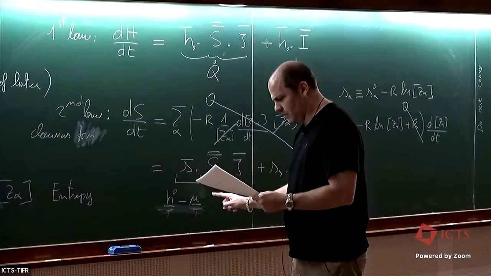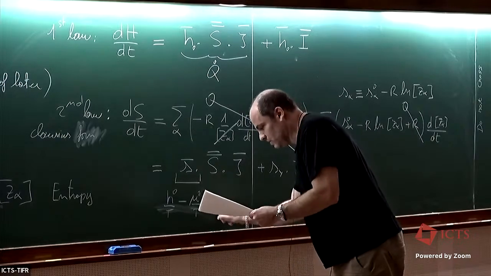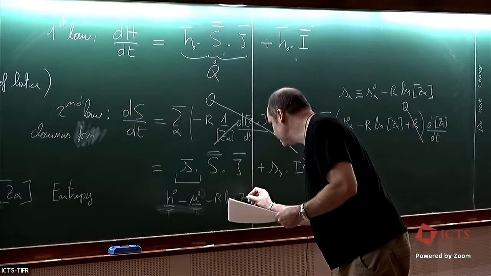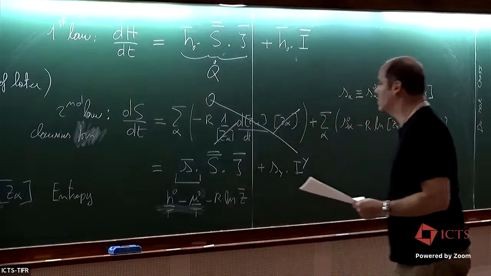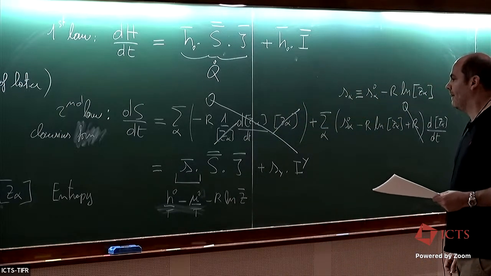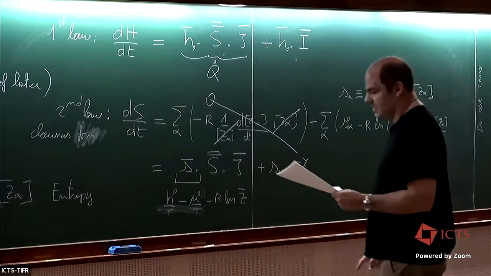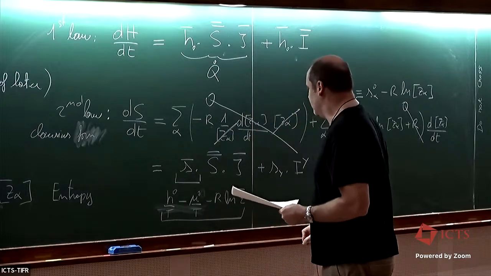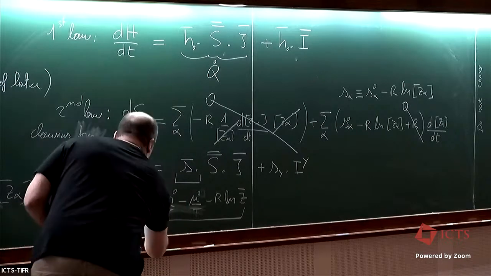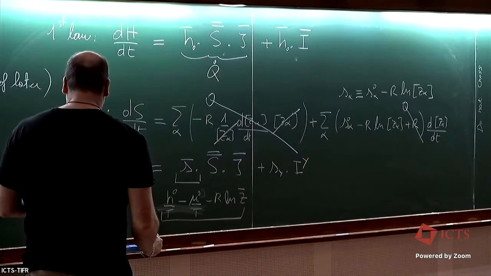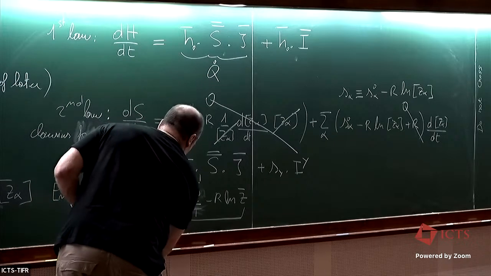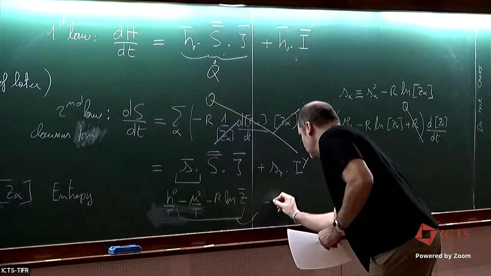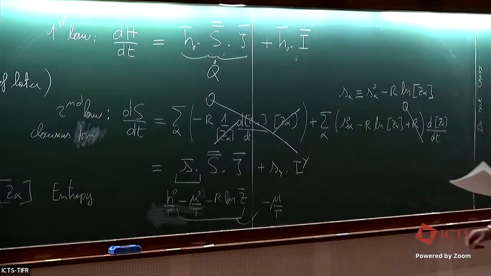Oh, I'm going too fast. Let's do it step by step. Mu 0 minus R log Z. Yes, vector. Yeah, okay, this is correct. And now all this is minus mu over T, like this.